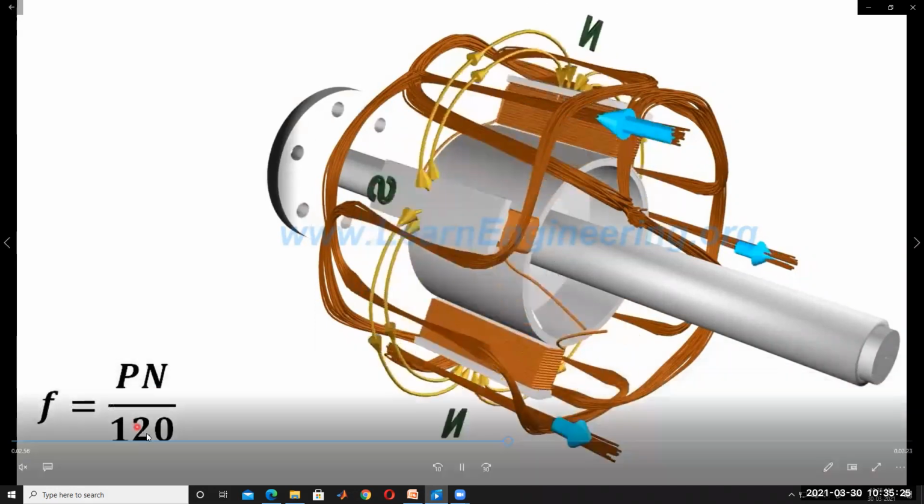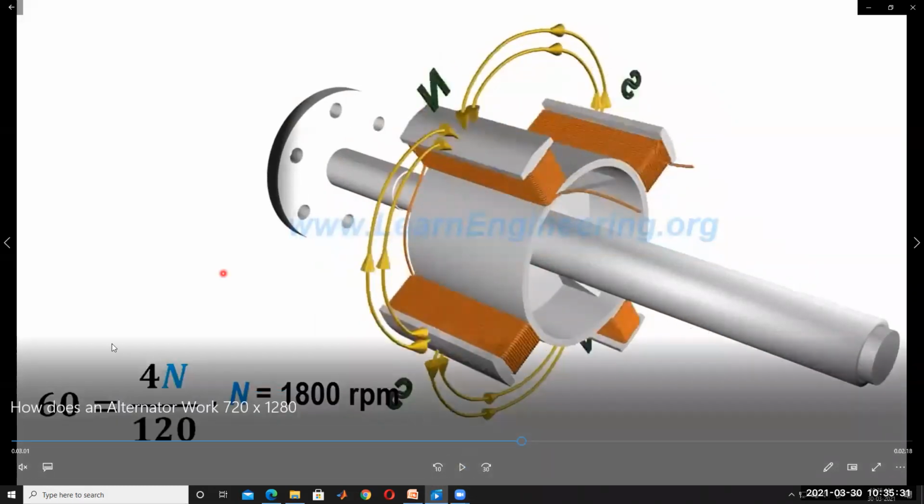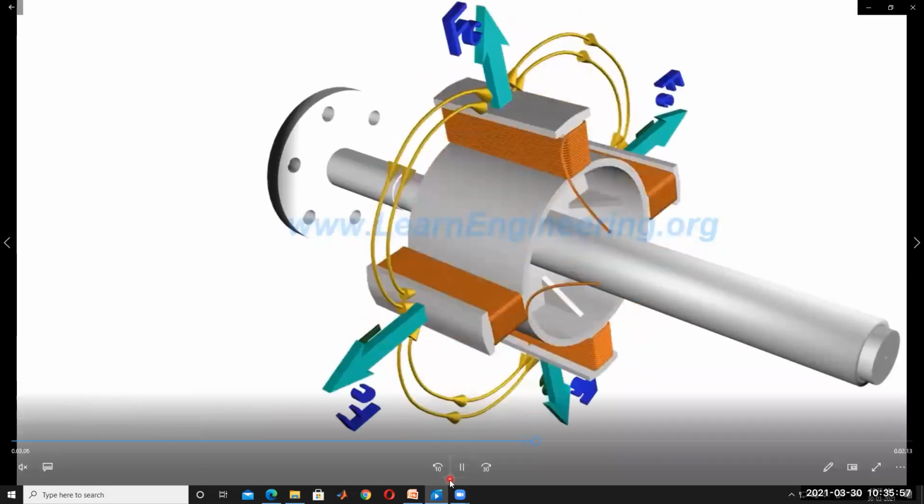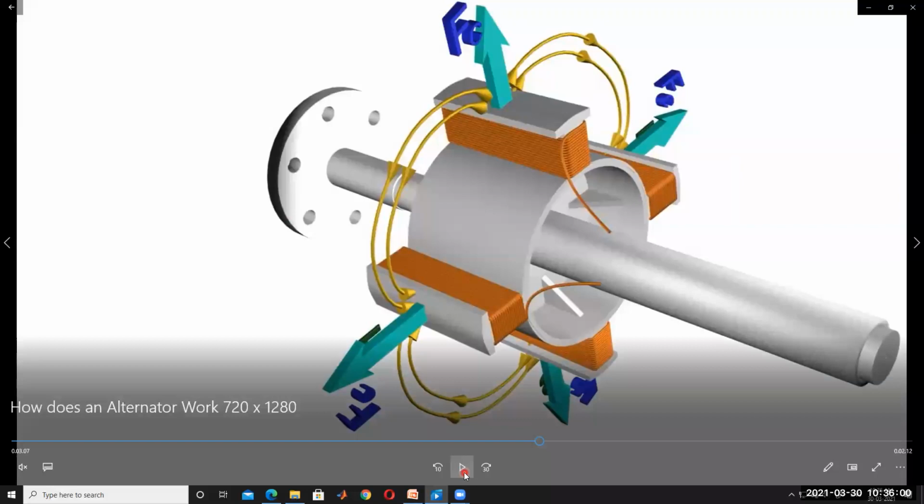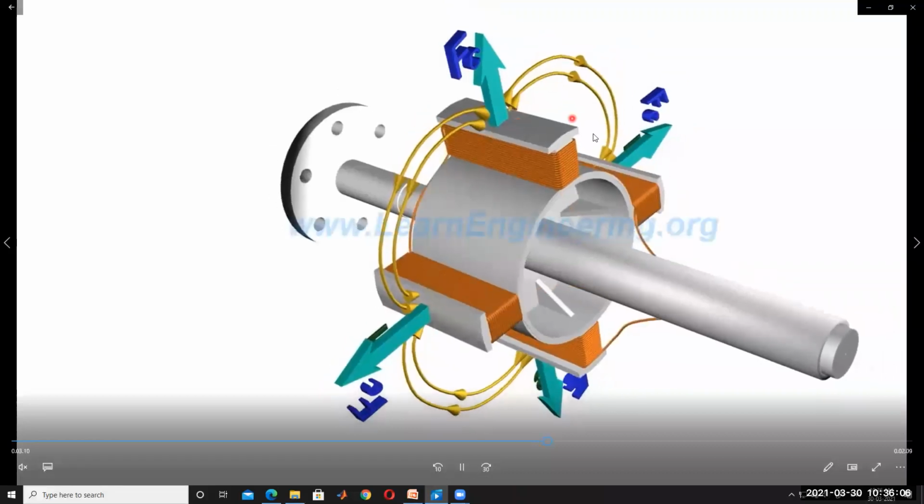So F is equal to P N divided by 120. Based on the speed, the frequency of the output is changing. If the speed changes, the frequency changes. If you want to generate 60 Hz frequency, the poles are 4 and the speed is 1800 RPM. Then only you will get 60 Hz. So for a 4-pole machine, 1800 RPM gives 60 Hz. In this way the rotor is rotating.